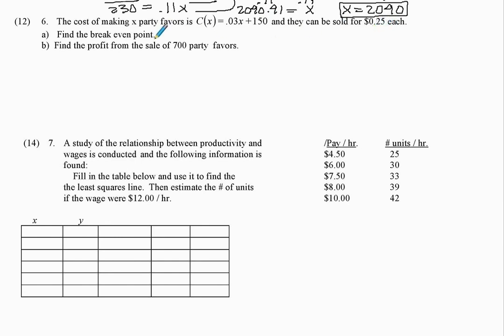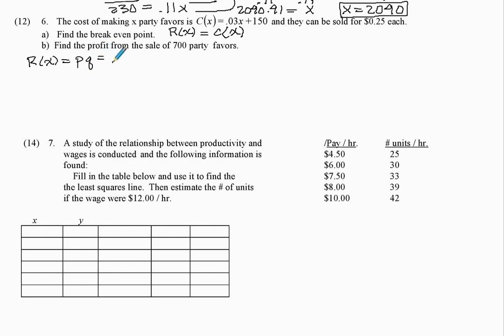Find the break-even point. Okay, so the break-even point, remember, is when the revenue equals the cost. So it's when the revenue from an input of x equals the cost from an input of x. Okay, well, we don't have the revenue function here. We've got the cost function, but our revenue is 25 cents each. So remember that we have to take our revenue function, r of x here, is going to be the price that we can do times the quantity.